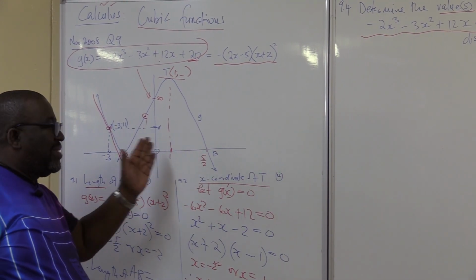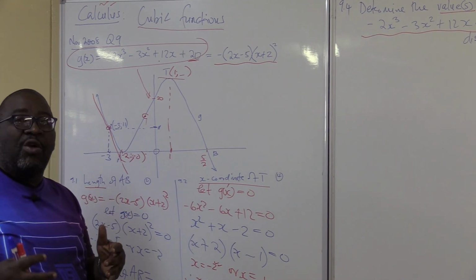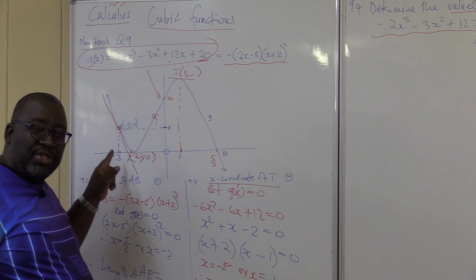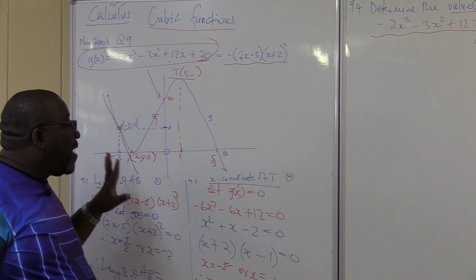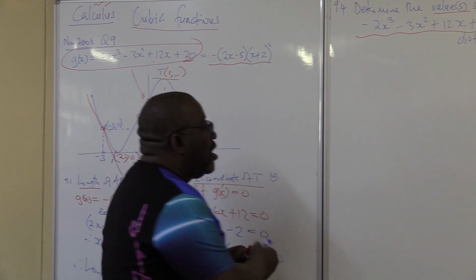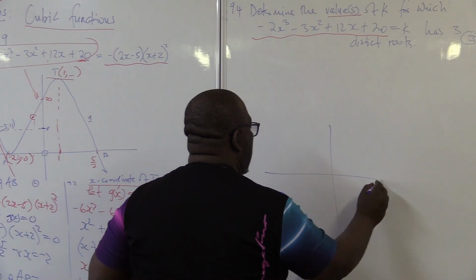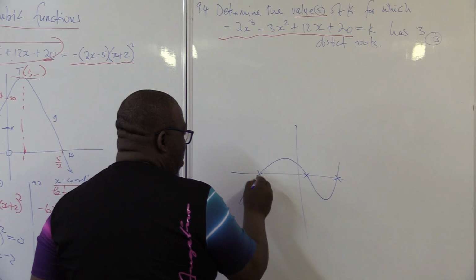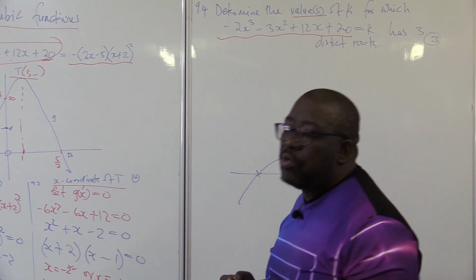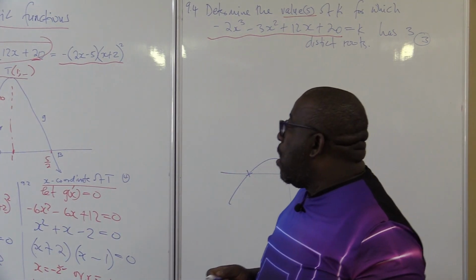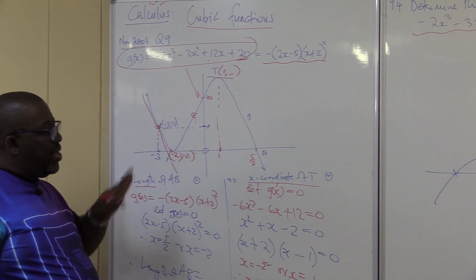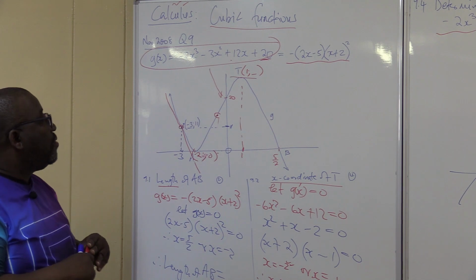For this graph, we've got 1, 2, 3 x-intercepts. But these x-intercepts are not distinct, because here there are two equal roots on the same position, so they are not distinct. Distinct roots will be roots like this one. This one is on its own, this one is on its own, this one is on its own. These are three distinct roots. At this moment, they are not distinct because there are two here. They're not all on their own.